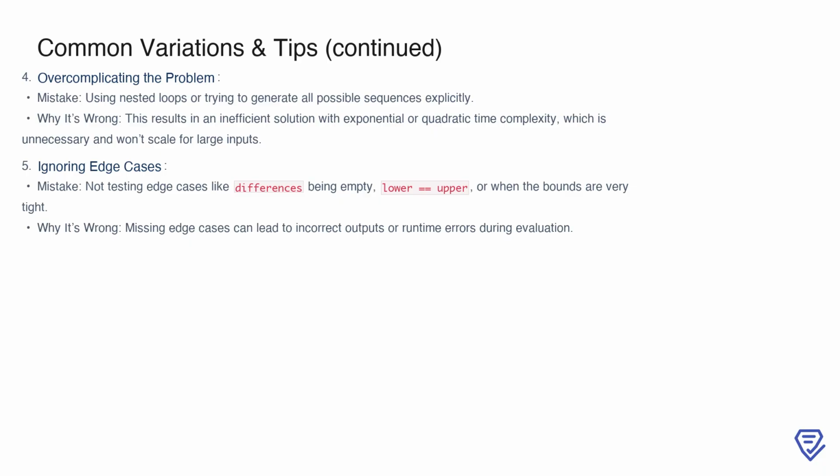Now, let's look at a couple more mistakes that are worth avoiding. Overcomplicating the problem is a big one. Some solutions use nested loops or attempt to generate all possible sequences explicitly.